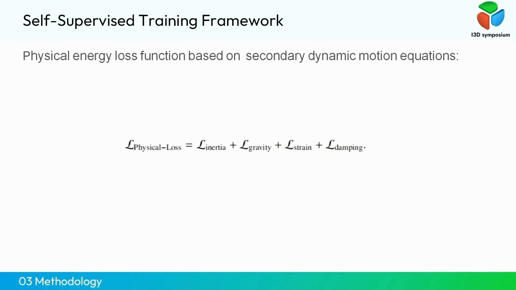For the self-supervised training of the soft tissue emulator, we construct the physics-inspired loss functions based on secondary dynamic motion equations. This part is consistent with our previous work. For details, please refer to the previous work in section 3.3 of this work.